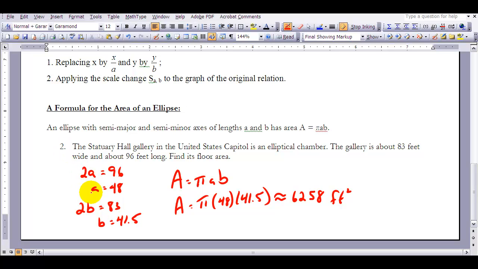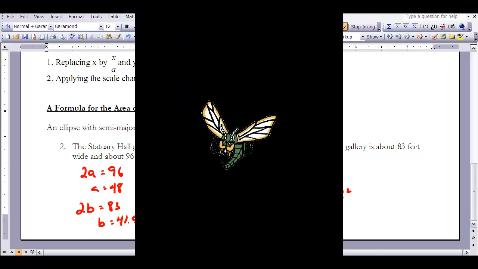So I divide both sides by 2, so a would be equal to 48. And if the width is 83 feet, I can then say 2b is equal to 83, therefore b would be equal to 41.5. Now to find the area, I'm just going to take pi times a times b. So pi times 48 times 41.5, which is 6,258 square feet. And that would be the area of that gallery.